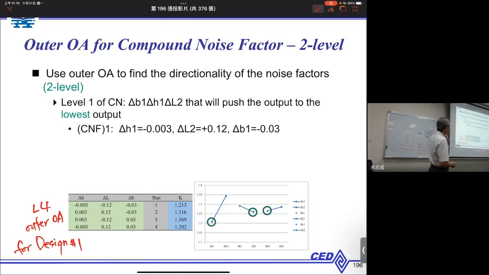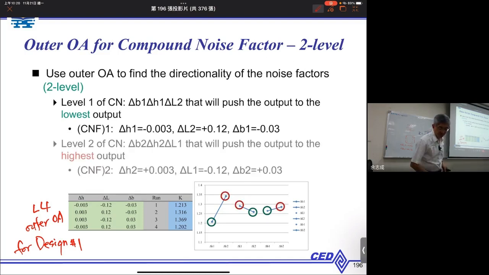From the effect plot, we can get these compound noise factors, which are minus, plus, minus, the result from the previous slide. This combination will give us the lowest output. At the same time, for the second combination of noise factors, we select these 3, the red circle, like the effect plot. We select this combination in such a way that the output is pushed to the largest. So this combination, we call compound noise factor level 2. This is how we get the compound noise factor.